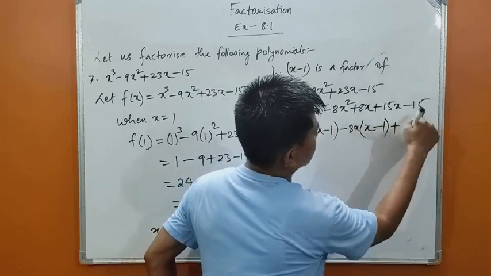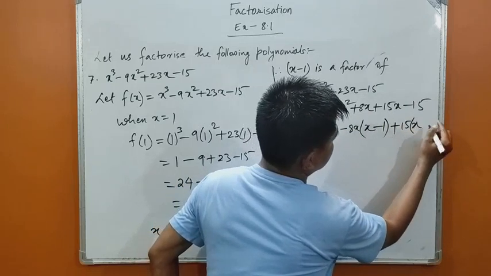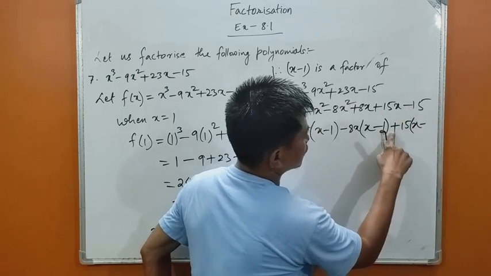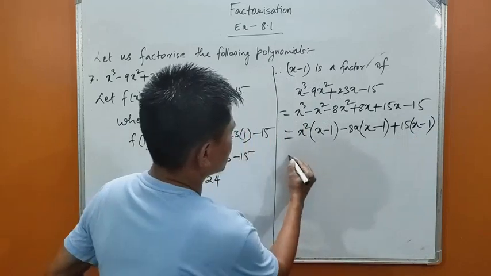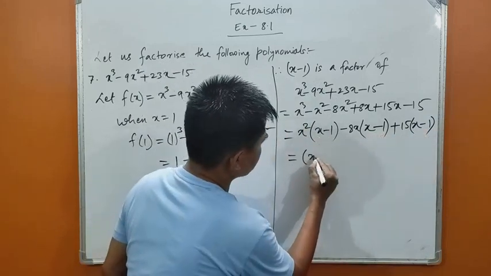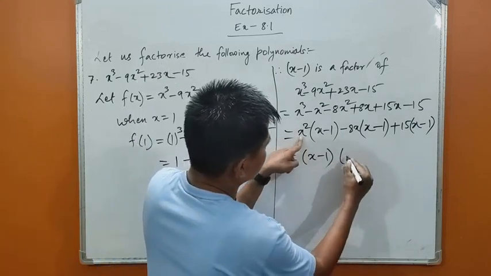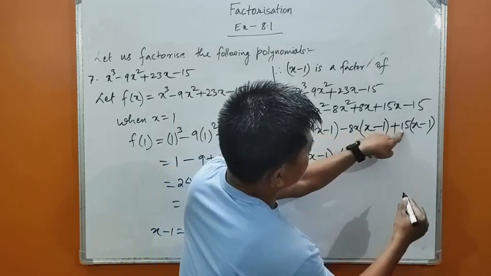From these two terms, let us take 15 common, isn't it? 15 into x is 15x. Plus into minus is minus. 15 ones are 15, isn't it? So we have x minus 1, x minus 1, x minus 1. X minus 1 common. Within the bracket remains x square minus 8x plus 15, isn't it?